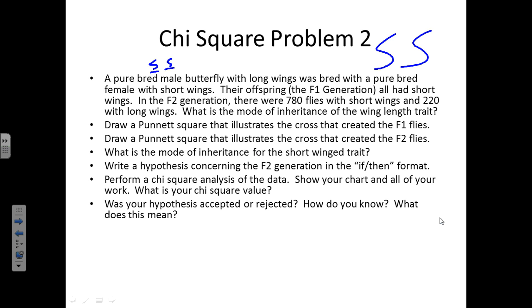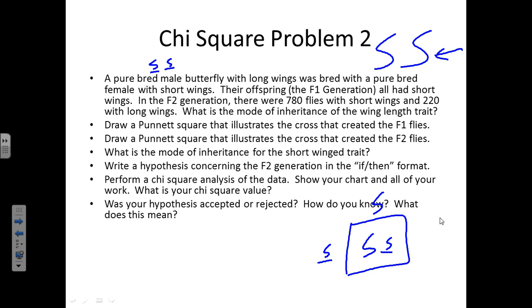So if we're answering the second question, and we want to show how these two made those F1s, essentially we just need a one-box square. Because all her gametes are going to have what? Big S's. And all his gametes are going to have little s's, which means all their babies are going to turn out to be what? Short. They're heterozygous, but short.